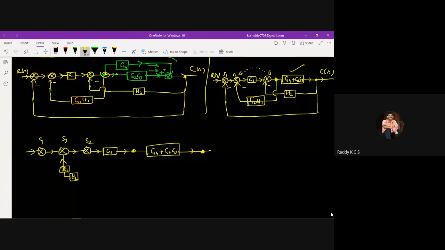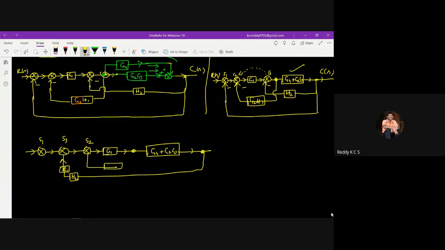H2 will be there here, and the H2 signal is coming from here. Similarly, the S2 signal is coming from here with this takeoff point, with the G2 and H1. So this is the one, G2 and H1. Next, this one is having the signal from the same takeoff point. From the same takeoff signal, we are getting the unity signal, a unity feedback system, we can say.